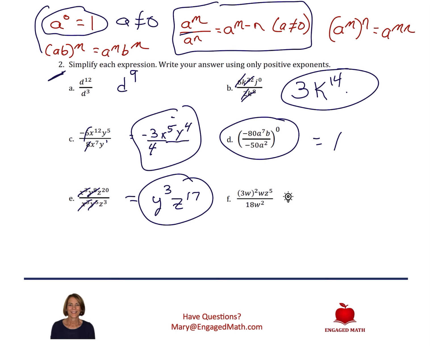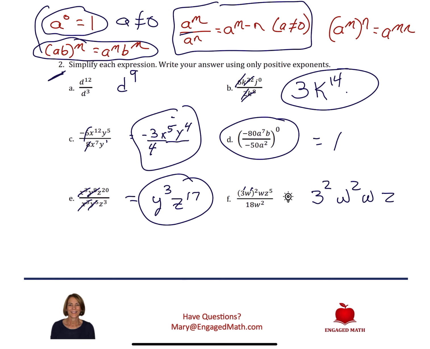Okay, let's look at the light bulb problem. So this problem uses this last formula on the left. We can raise each one of the factors in the parentheses to the 2nd power. So really what we have here is 3 to the 2nd, w to the 2nd. Because remember, there's really an exponent of 1 on the 3 and the w, so the 2 multiplies each of those exponents. That's why we're getting 3 to the second, w to the second. And then we have wz to the fifth.